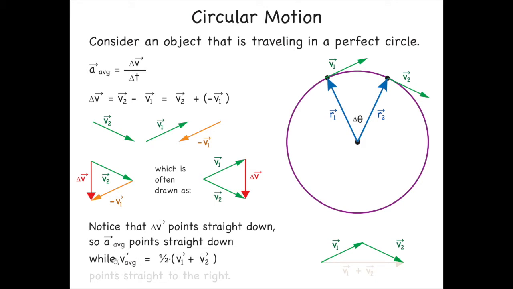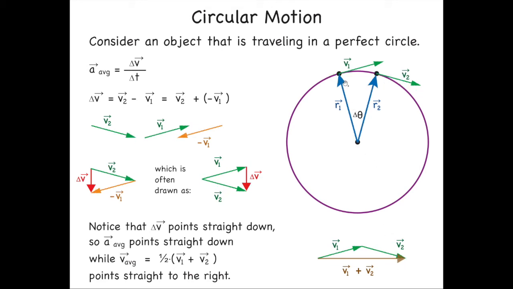That gives us the average velocity vector. So v1 plus v2 in the head-to-tail method gives us a resultant vector, v1 plus v2, that points straight to the right. So the difference in velocity, the change in velocity, is a vector that points straight down, but the average velocity is a vector that points to the right.